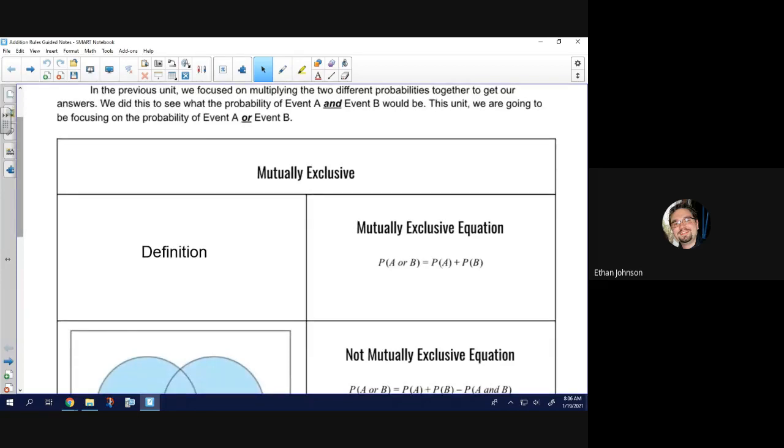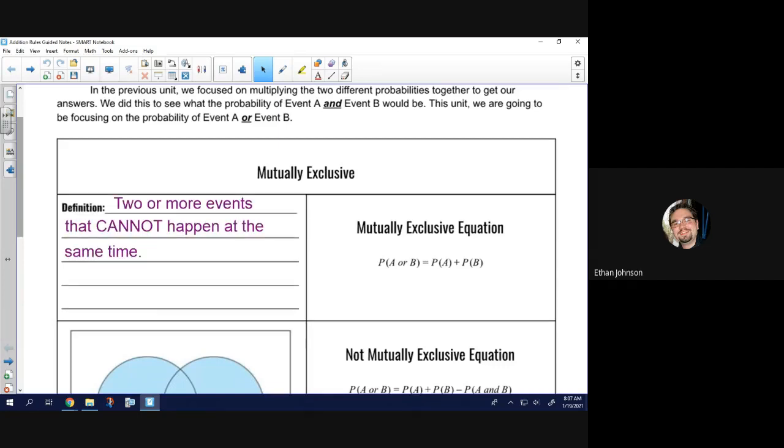Now, last unit, we were doing two or more events. And in those situations, the events could be independent, meaning that the probability of one does not affect the probability of the other, or dependent, meaning that it does affect it. However, in this unit, we are only doing one event, but multiple options. And that is actually called mutually exclusive.